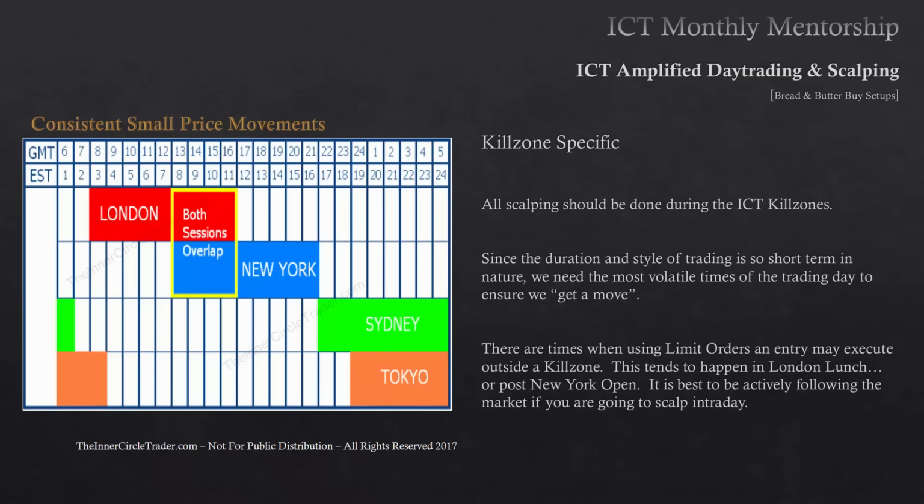That means between 5 a.m. New York time to 7 a.m. New York time, or post New York Open, basically around 10 o'clock and later in the afternoon. So it's best to be actively following the market if you're going to be scalping intraday. In other words, what am I saying? Try to do all your scalping with market orders. You can get fancy if you want to with limit orders, but my opinion is if you're going to be scalping, just use market orders. Just get in there, use market orders, and use limit orders for your exits.